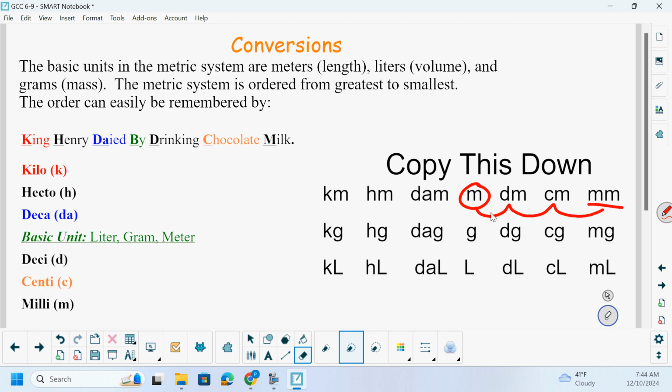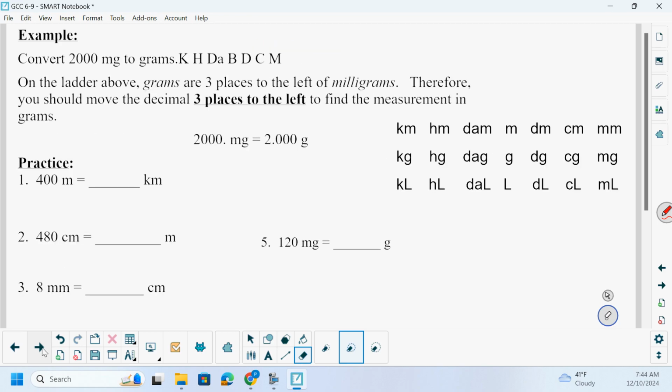Notice that's 1, 2, 3 jumps to the right. So if you want to go from meters to millimeters, all you have to do is move your decimal 3 to the right, and that moves the meters to millimeters. So we're going to use this as a tool to help us out. We're going to move down to the bottom, and we're going to do some conversions.